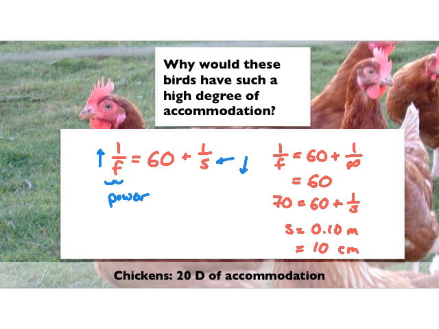Well, 10 centimeters is a reasonable near point for you, but if you're a chicken, you've got to be taking your beak and using it to forage for food, and your eyeball is right here. This distance is significantly less than 10 centimeters. And so for chickens to be able to effectively peck for things on the ground and be able to tell what they're pecking at, they're going to need to be able to focus much closer. If this distance s is going to be smaller, the power of the visual system is going to have to be higher. And so instead of 10 diopters of accommodation, 20 diopters of accommodation is more reasonable for them.